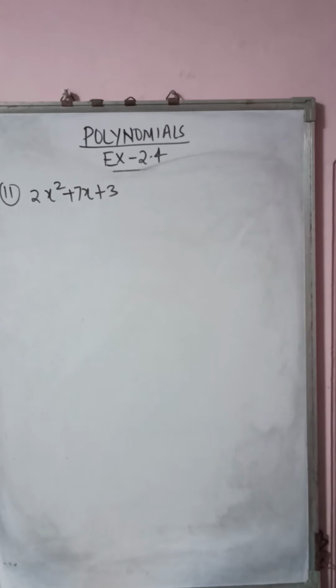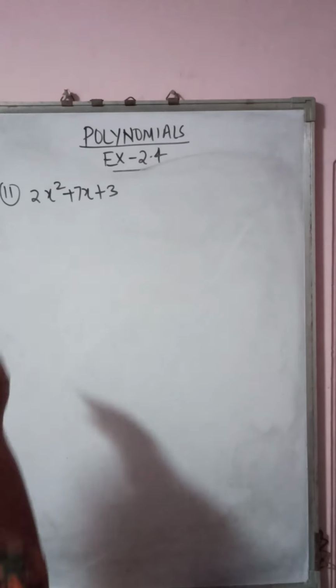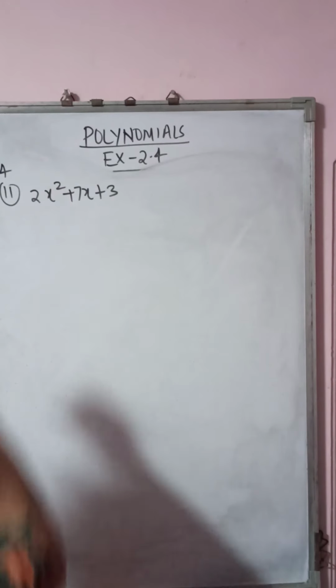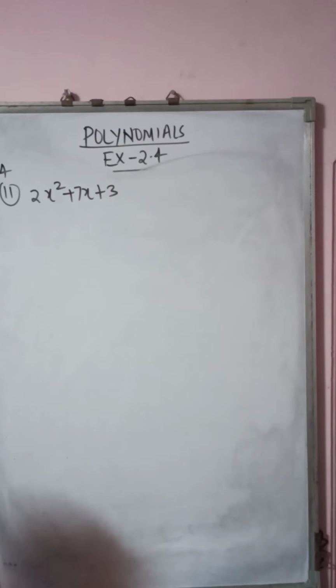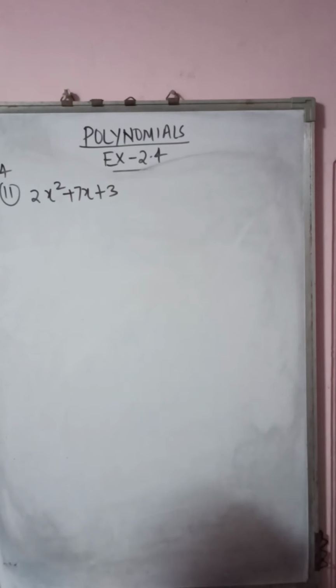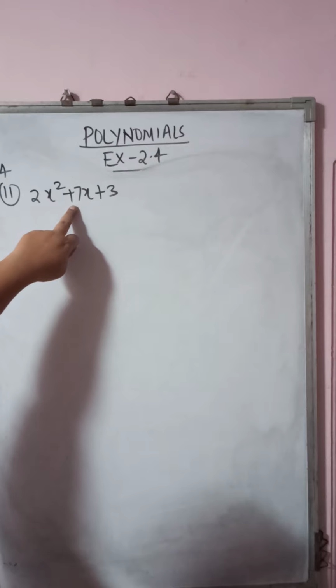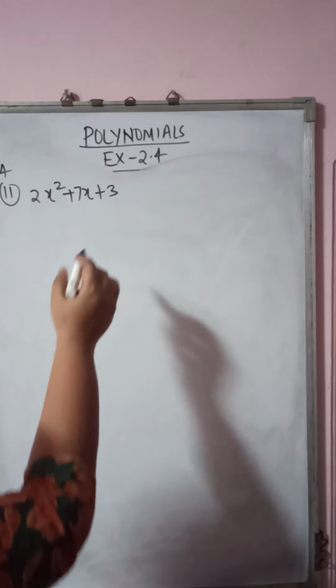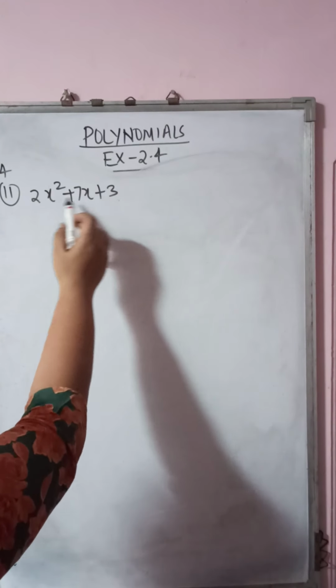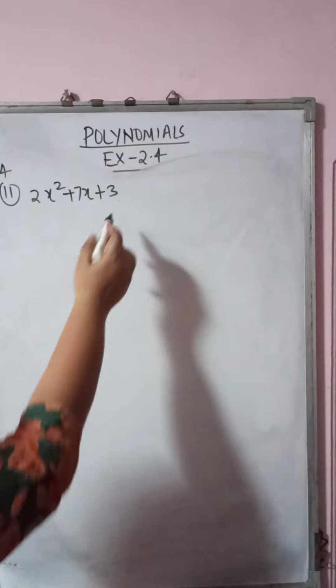Okay, question number 4, second part. Now again, 2x square plus 7x plus 3. So in the previous question what I explained, splitting middle term. So here the middle term is plus 7. Then you have to find the factor of which number. For that you need to check the last term and the coefficient of first term. So last term is 3.